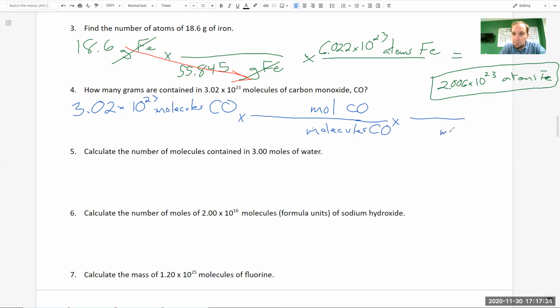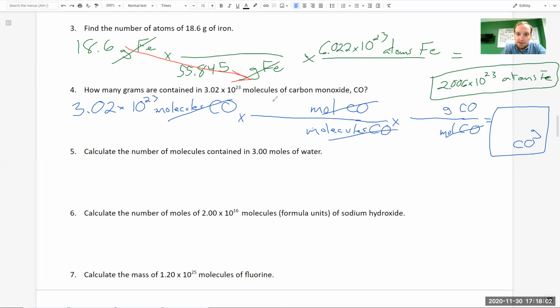I'm going to put mole of CO to cancel that out. And then we're looking for grams, and we can go from moles of carbon monoxide to grams, which again is just the molar mass. So this will cancel, that will cancel, this will cancel with this, and of course, our answer will be in grams of carbon monoxide. All right. Again, notice the pattern: molecule, molecule, up to mole, down to mole, up to gram. Okay, so now let's go ahead and put in the numbers.